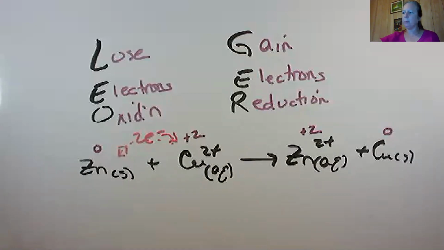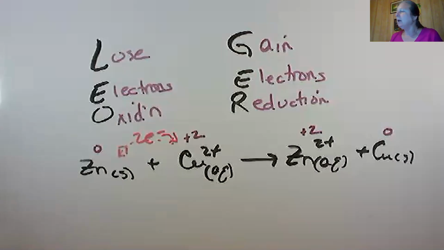It's like I said, it's like a football. Zinc threw it, copper had to take it. That's why you always have to have a pair in a redox reaction. What do we call that pair? Here's some more terminology.